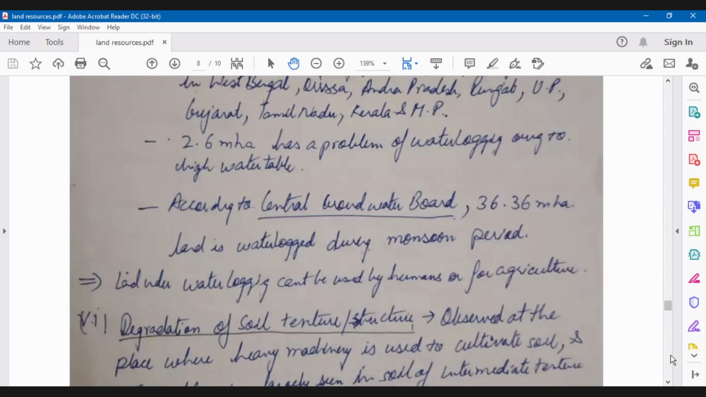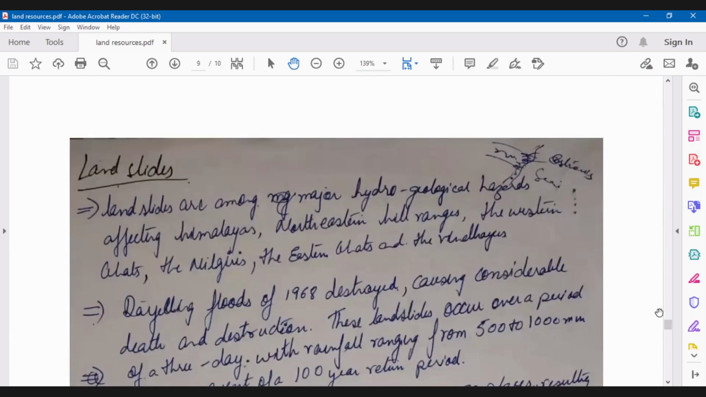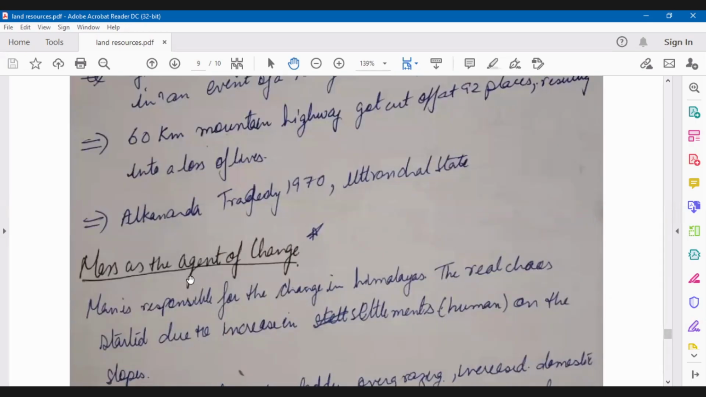Then degradation of soil structure and texture. What are the reasons? Landslides. So India sees a lot of landslides during monsoon season. So the affected states or uska kya statistics hai, that we are going to talk about. Then man as an agent of change. There are natural factors also, but human activities are also responsible for this particular degradation of land. So we're going to talk about it.